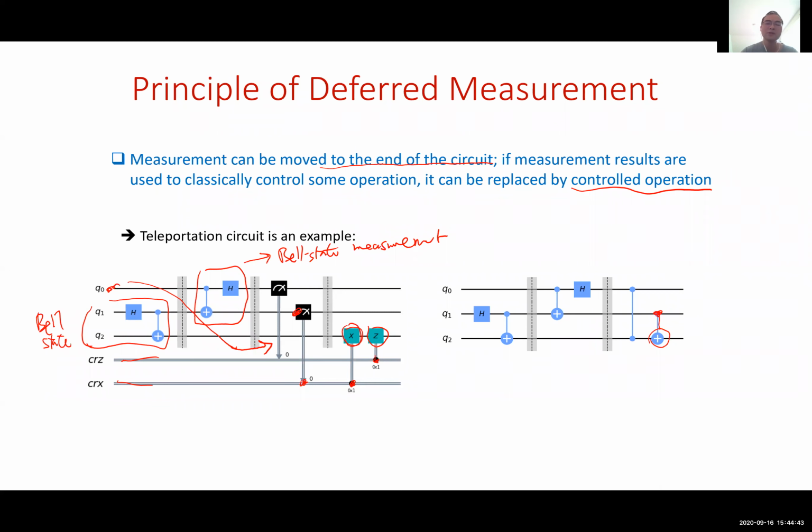This is control Z, controlled by the measurement outcome of the 0th bit. So that's control Z. And then you can postpone till the end by measuring these two qubits. So this would have the same effect. Okay. Any questions on this point?